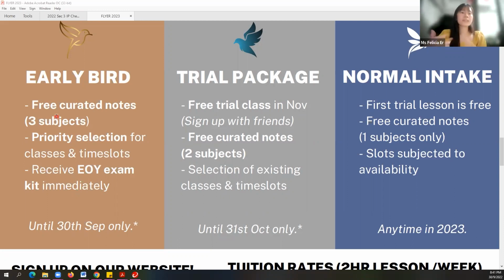As long as we have that subject notes, it will be given to you. It will be worth from Sec 3 to Sec 4, and each booklet is worth at least $40.